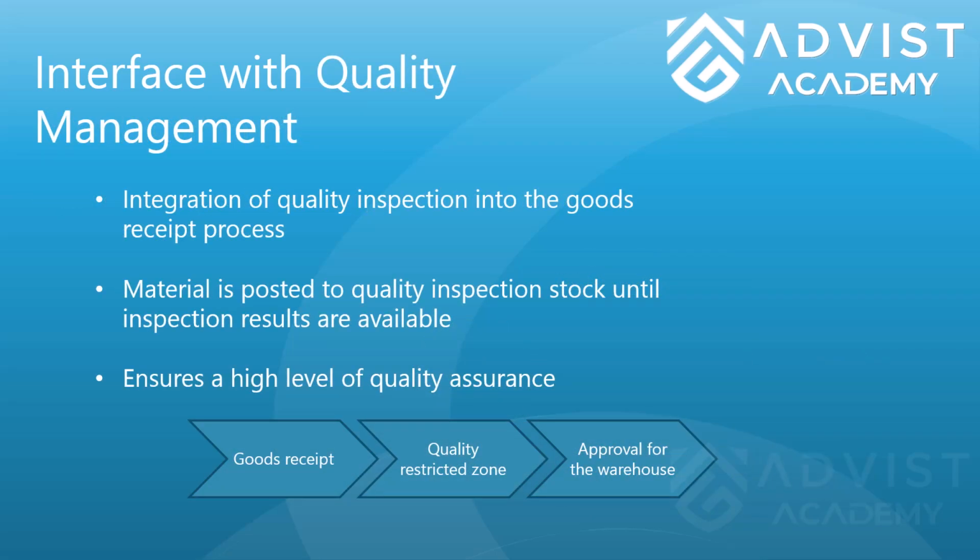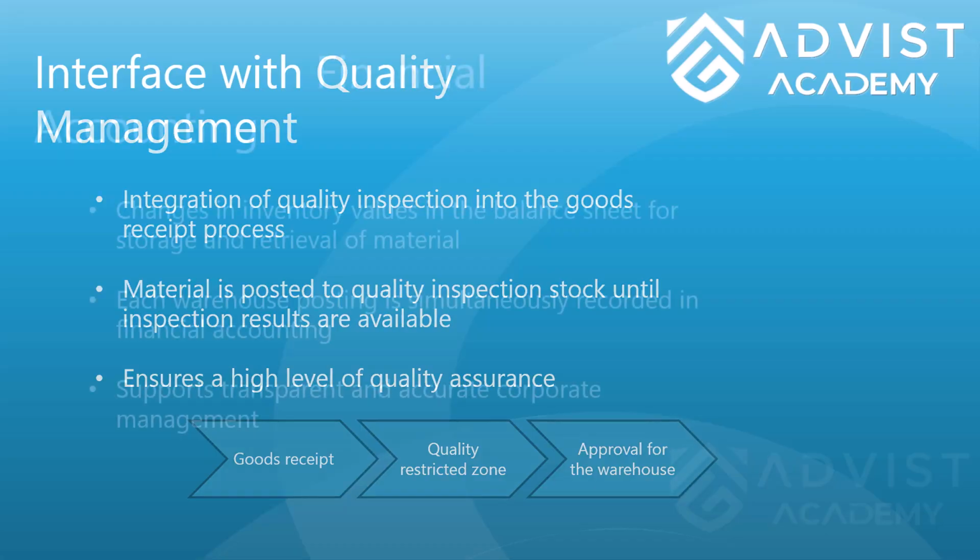Another important integration is with quality management. Many goods receipts, especially for sensitive or regulated products, are subject to quality inspection. In SAP, this inspection can be embedded directly into the goods receipt process. Before the material is transferred into available stock, it is first placed into a quality inspection stock area. It remains there until the inspection results are confirmed. The material is only transferred to the available stock once it has been successfully released. This integration ensures a high level of quality assurance right at the interface between incoming goods and warehouse management.